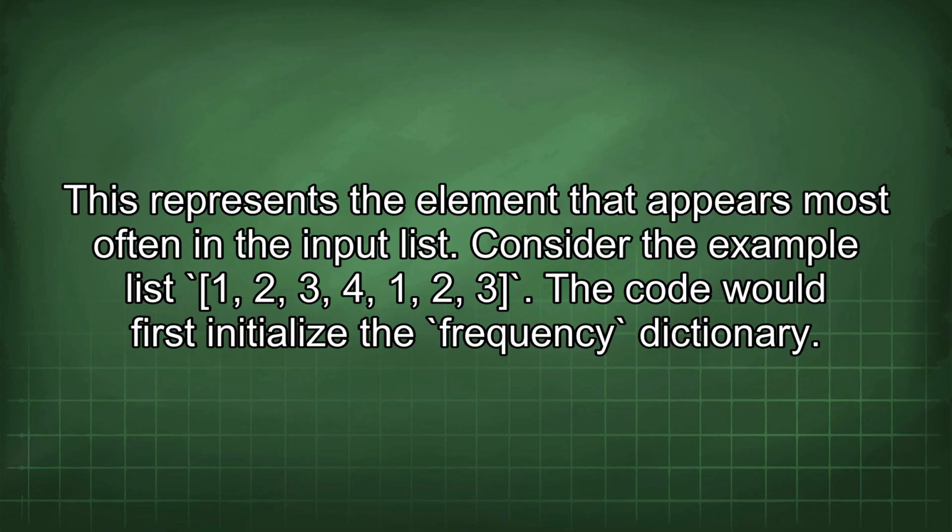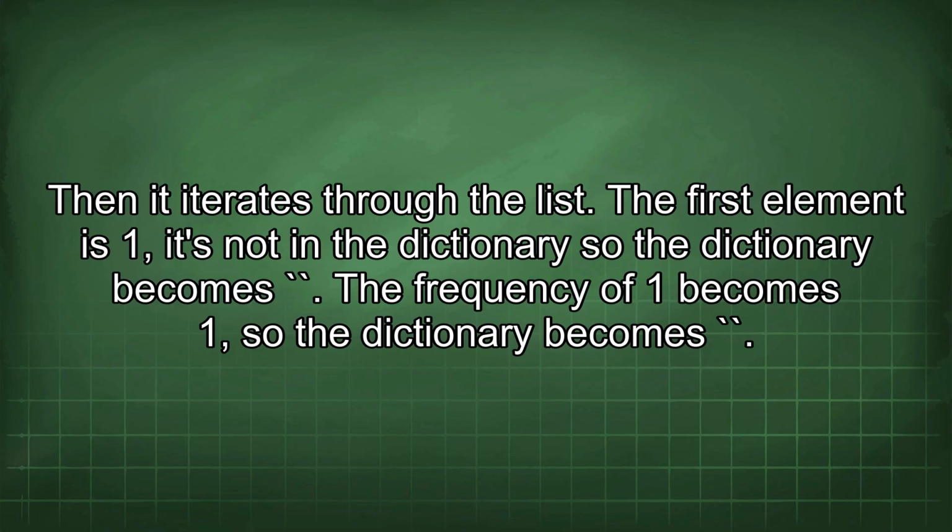Consider the example list 1, 2, 3, 4, 1, 2, 3. The code would first initialize the frequency dictionary. Then it iterates through the list. The first element is 1. It's not in the dictionary, so the dictionary becomes {1: 0}. The frequency of 1 becomes 1, so the dictionary becomes {1: 1}.